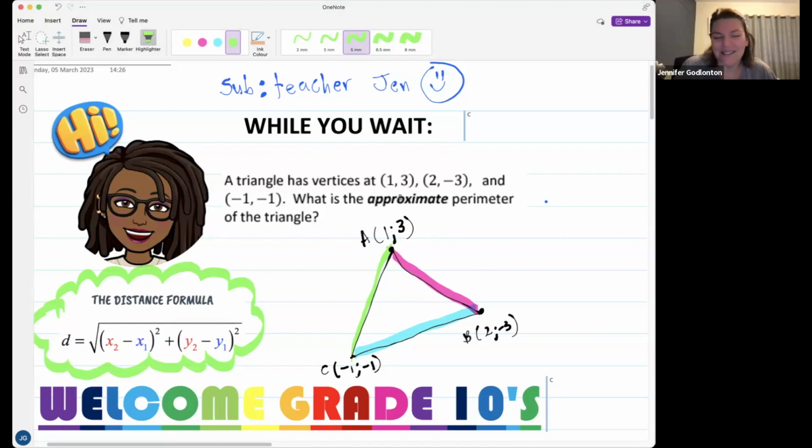Okay, I'm going to give you guys 2 more minutes on this question. I know it's not a huge amount of time, but I want us to jump into the midpoint formula.